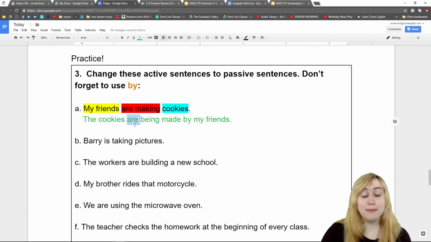And then I use am, is, are. I use being. And then I use verb 3. And then I can put by. And then I can put my old subject. My old subject is my new object.